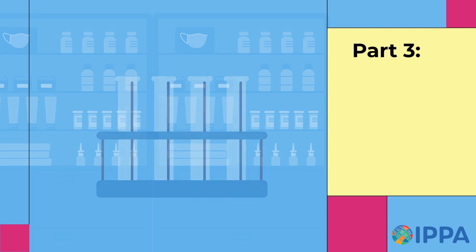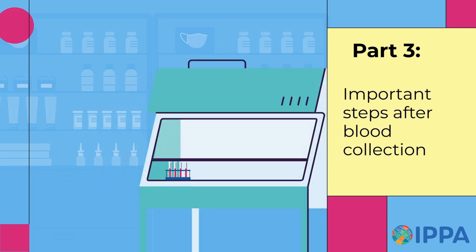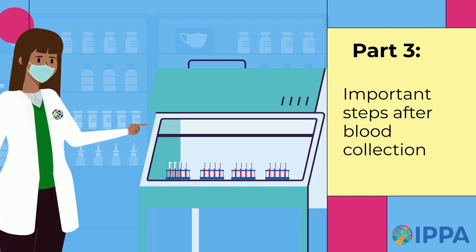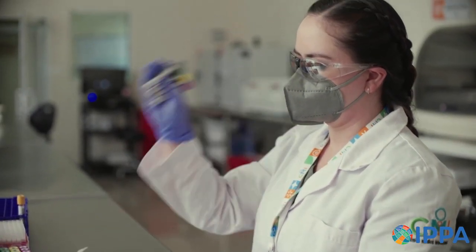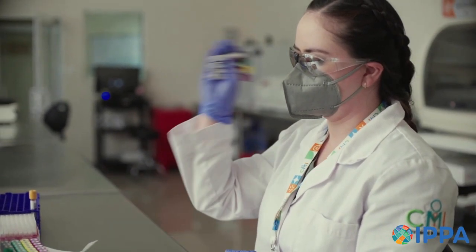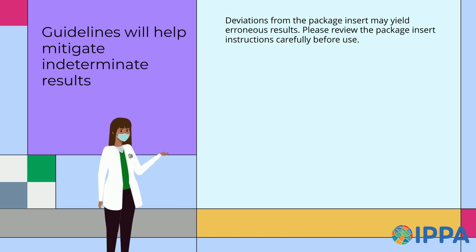In this segment, we will focus on the third learning objective: important steps after blood collection. These guidelines will help mitigate indeterminate results. You should shake tubes to minimize indeterminate results. Factors to keep in mind include the following. 1. Deviations from the package insert may yield erroneous results. Please review the package insert instructions carefully before use.